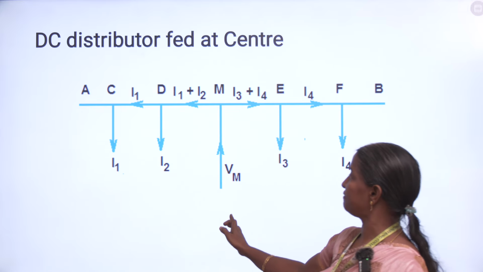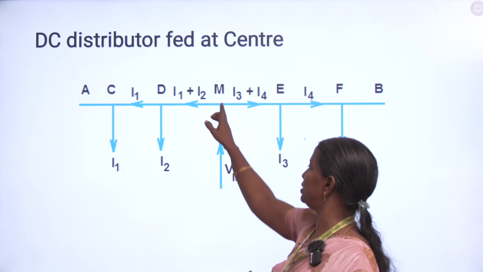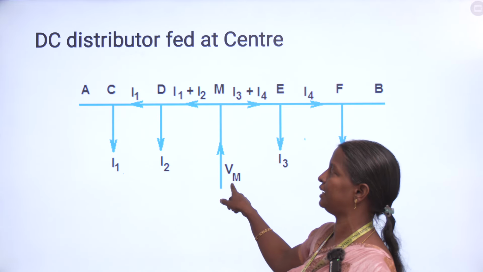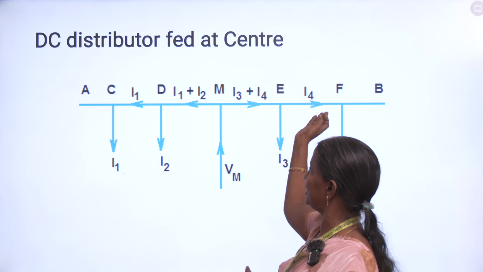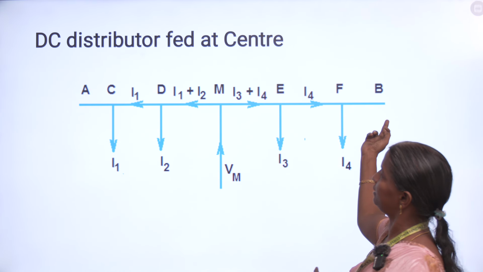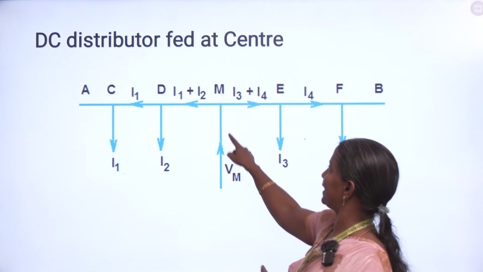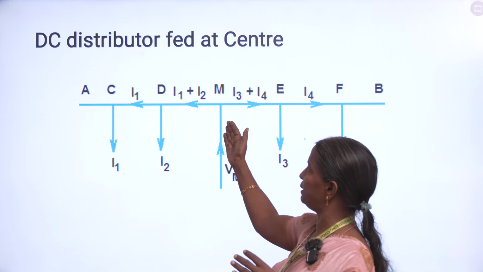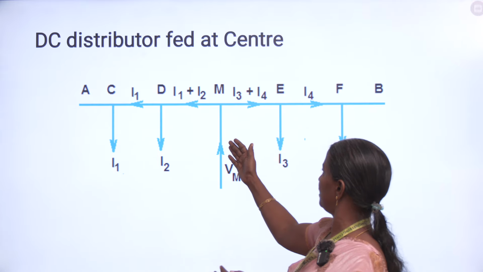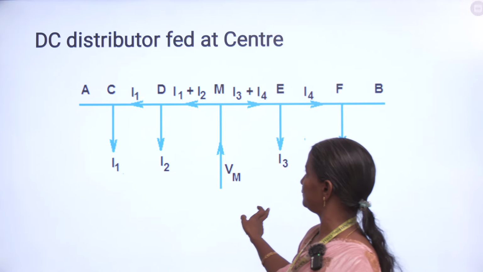And the DC distributor fed at the center: at the center we are giving the voltage, that is, the generating station will be connected here, and it will distribute the current or voltage. So it will reach your distributor ends A and B. Here you can tap the voltages. If the current reaches here, it will follow two paths. It may flow from right to left, and also from left to right.